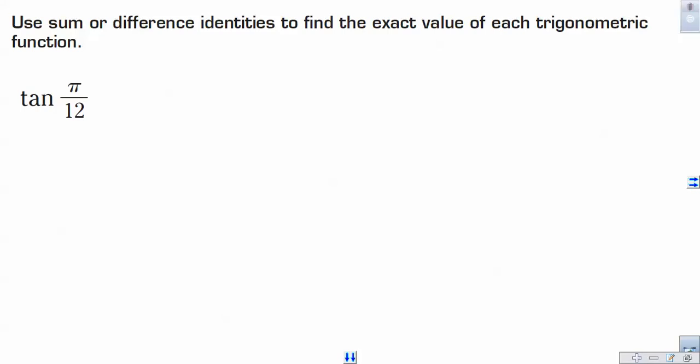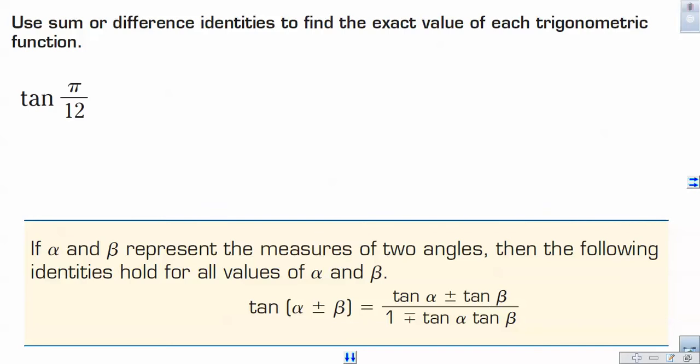Let's get a grip on tangent here. Tangent's kind of a different animal here. Let's first look at that tangent identity that we're going to use. One thing that I notice about the tangent identity is that it does a mix of this whole plus-minus stuff and then the minus-plus there, so we're going to have to watch out for that.